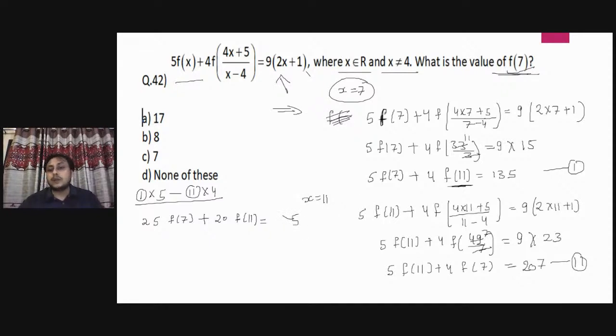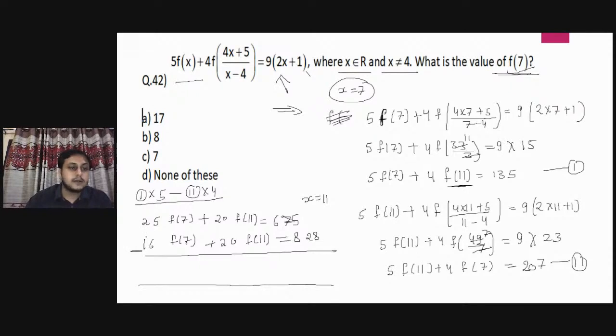5 into 135 is 675. And the second we multiply by 4: 4 into 5 is 20, so 20 f11, and 4 into 4 is 16, so 16 f7, equals 4 into 207, which is 828. Take the difference.